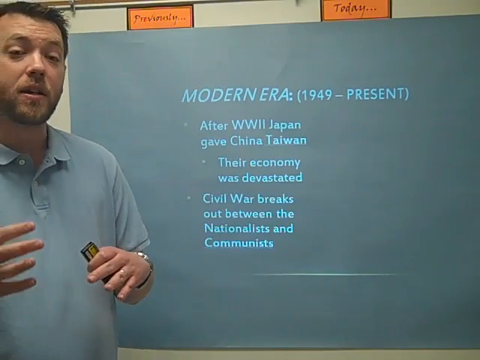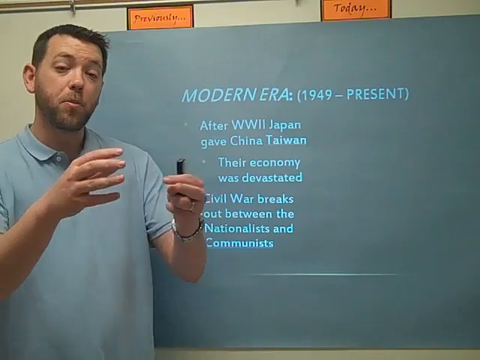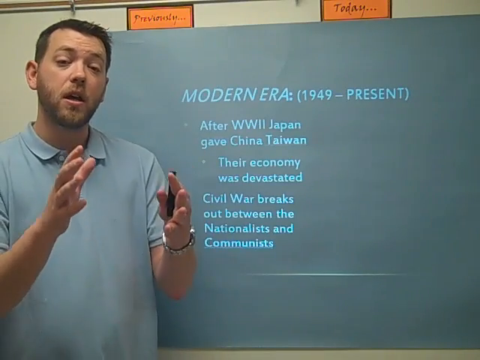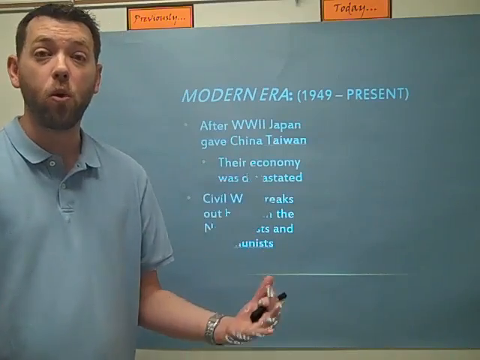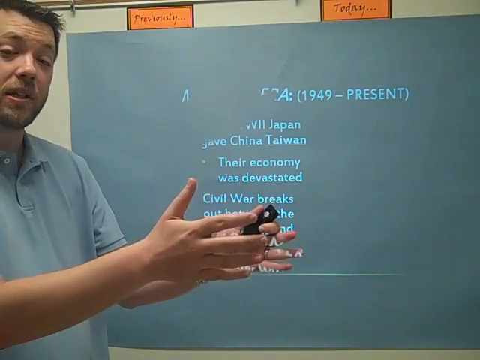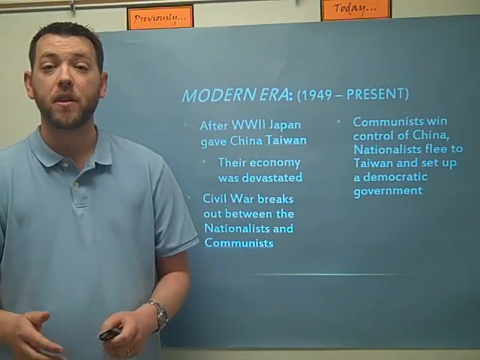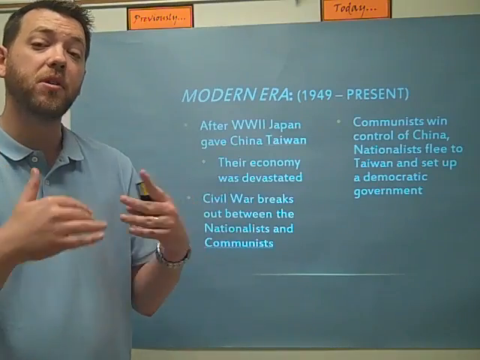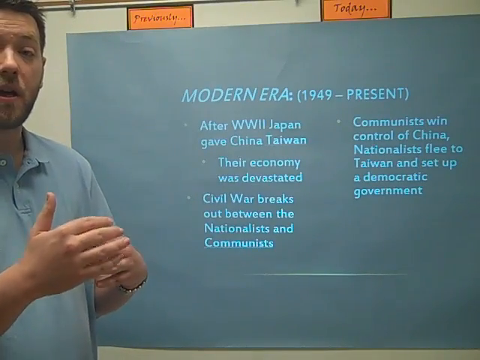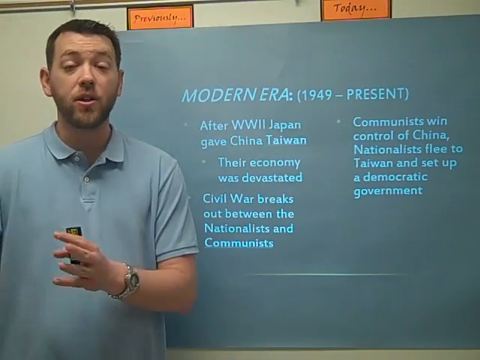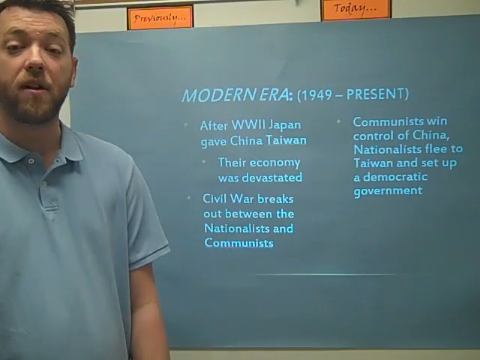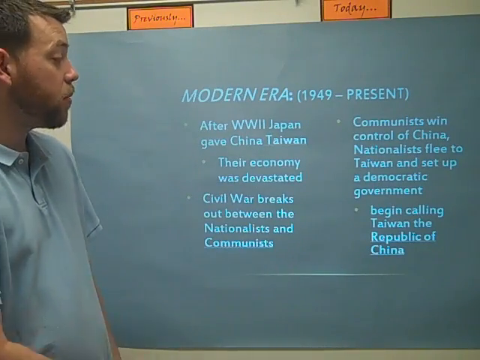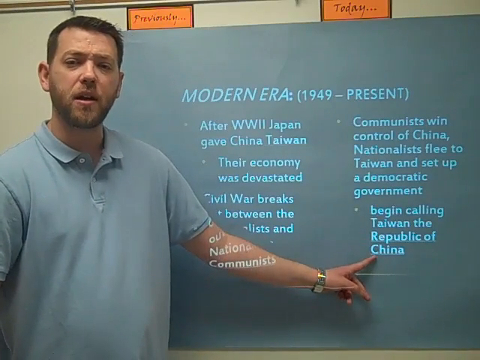In doing that, several things happened. The political parties within China separated, and they started fighting against each other. Actually, a civil war broke out between the nationalists and the communists. As a result of this, the communists won control of China, and the nationalists fled to what is now Taiwan. They set up a democratic-style government there, and they began calling Taiwan the Republic of China.